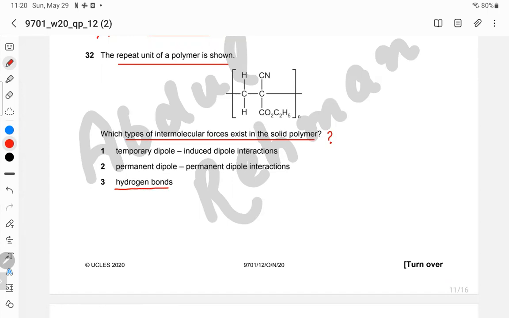If you look at the third statement, here hydrogen bond is written. And for a hydrogen bond to exist between the molecules, the hydrogen must be covalently bonded with fluorine, or with oxygen, or with nitrogen. But if you look at the structure of the polymer, there is no such case, which makes the third statement wrong. Is it understandable to everyone?